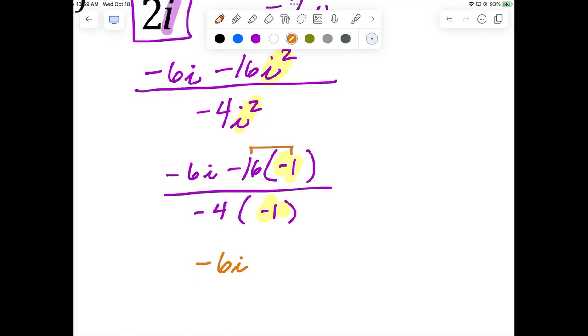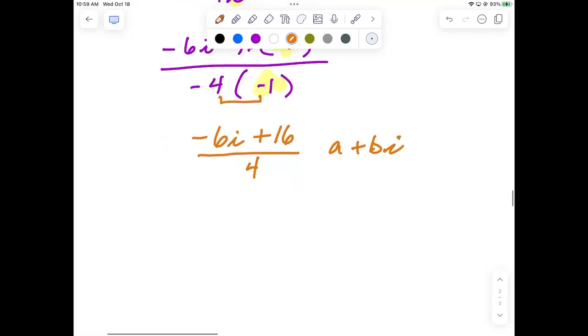Negative 6i. And then negative 16 times negative 1 is positive 16. All over negative 4 times negative 1 is positive 4. Okay, my goal was to get the i out of the denominator. Did that do the trick? Yes, okay. Now, to get it into a plus bi format, I have to do a couple of things.